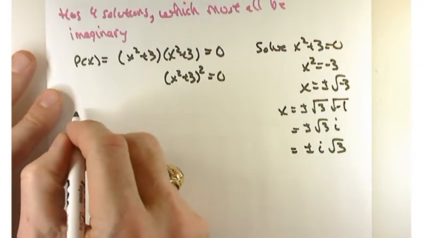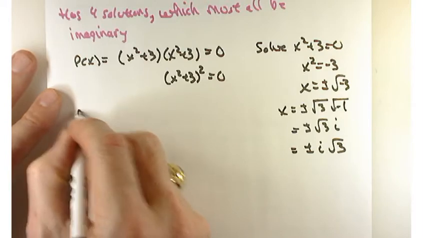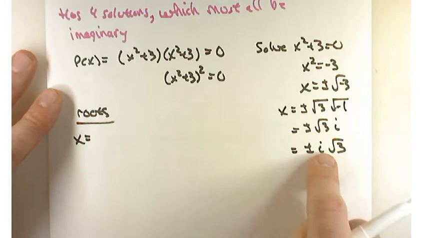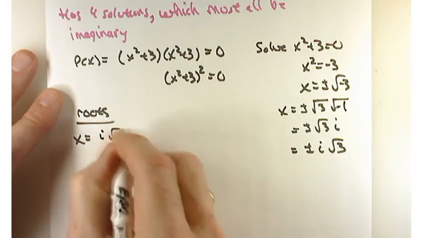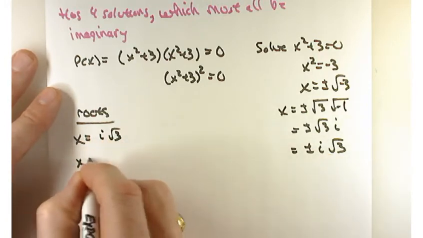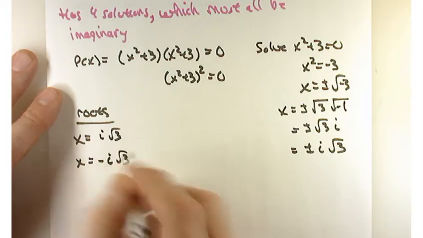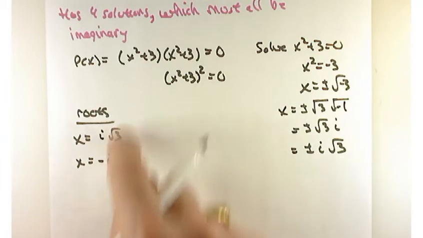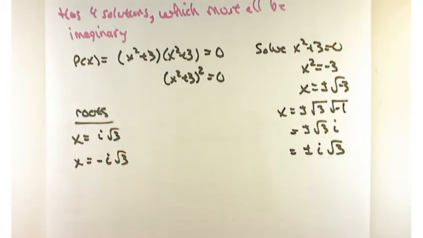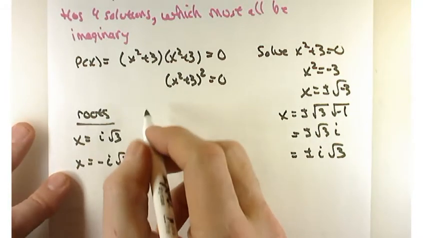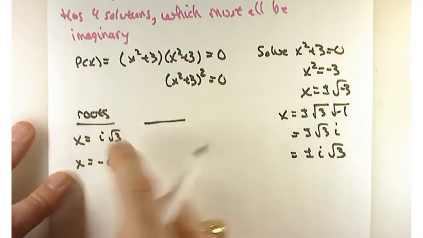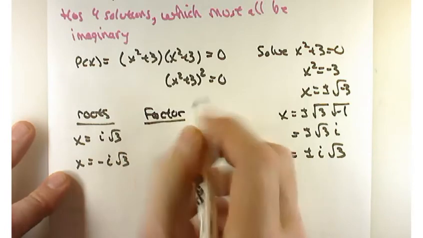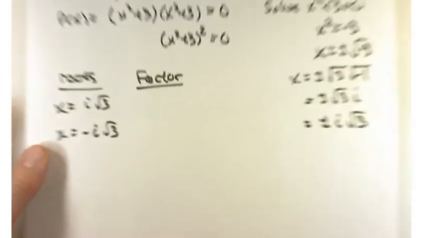Now, let's see about factoring this. As far as the factors are concerned, we'll start out with the roots. We had a root at i times the square root of 3 and a root at negative i times the square root of 3. I'll talk about that later, but one thing to notice is that these roots occur in conjugate pairs. Now, if this is a root, let's see what the corresponding factor is.